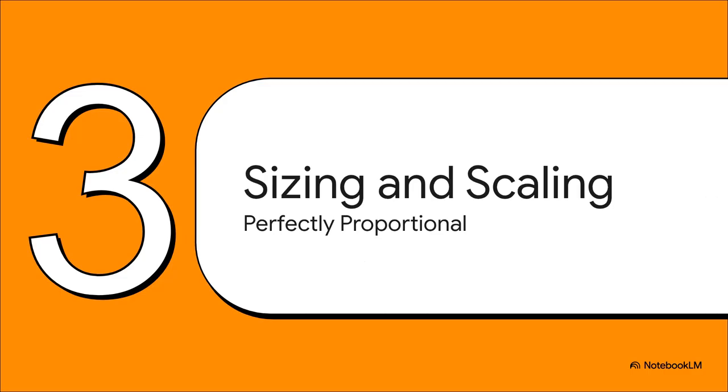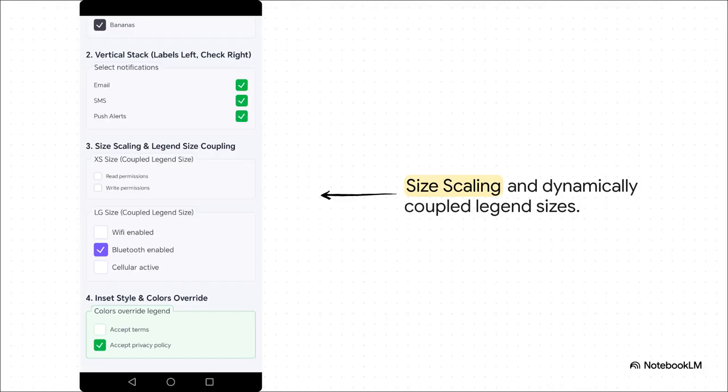Section 3, Sizing and Scaling Options. Keeping things perfectly proportional. Notice how the legend size elegantly couples with the checkbox size. This component maintains perfect visual balance all the way from extra small to large. So if you crank up the checkbox size, you don't have to go back and manually tweak your font sizes or mess with the padding. The component's internal logic just calculates the appropriate text size token automatically. It's a huge time saver.